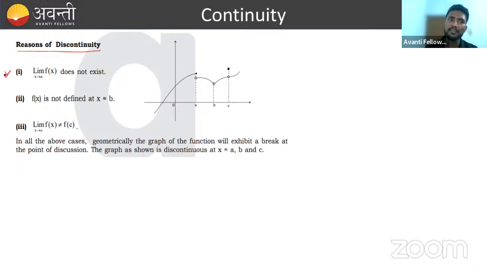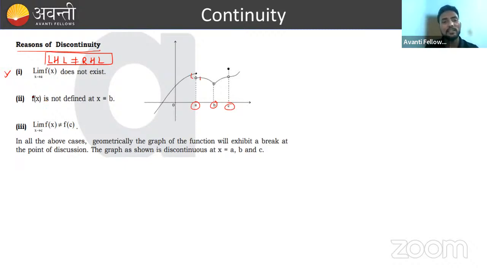First of all, for the reason of discontinuity, the limit as x tends to a doesn't exist. There are 3 points they have given, A, B, and C. You can see around A, if we go right hand side, there is one value. If you go left hand side, there is another value. So it simply means LHL is not equal to RHL. If LHL is not equal to RHL, then we say that the limit doesn't exist. That you already know, that you have studied in the limit chapter.